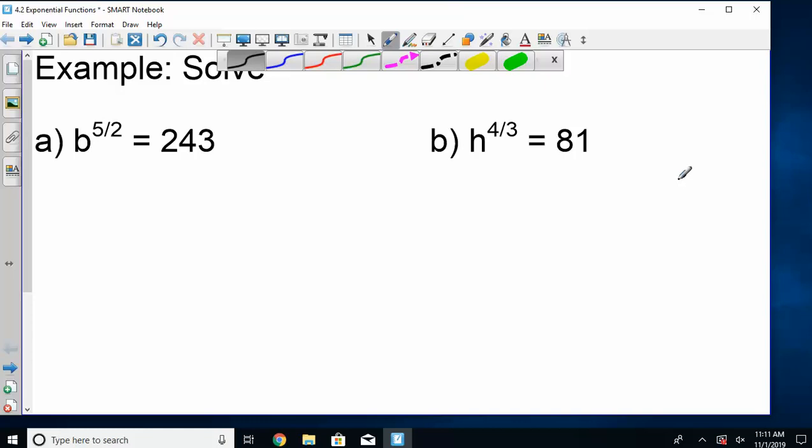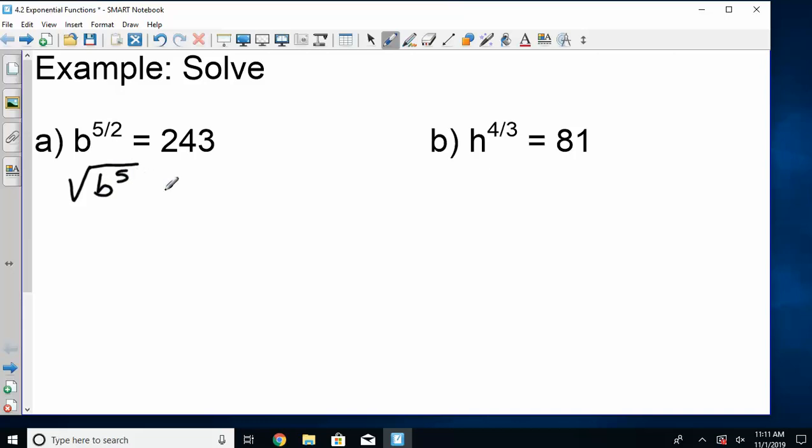We can rewrite it as b to the square root of b to the fifth. Okay. So b to the 5 halves, that is the same as the square root of b to the 5th. Now, is that a problem we could solve? Yeah. How would I do that?